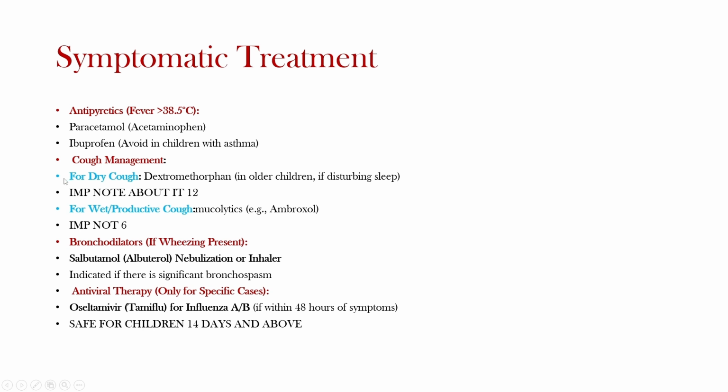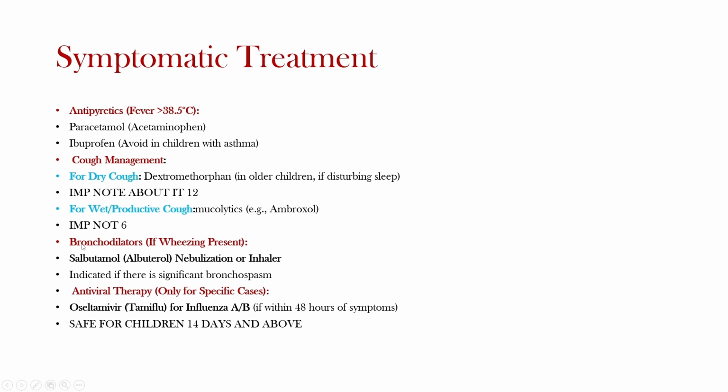For the cough management, if the child has a dry cough, we can give him dextromethorphan, but this is for older children. This drug is not safe for children under the age of 12. If you have a wet productive cough, we can give him mucolytics to help with the mucus discharge, but any drug of mucolytics is not safe under the age of 6.